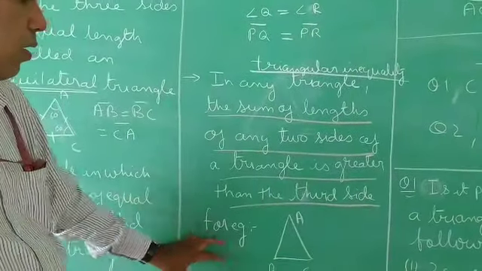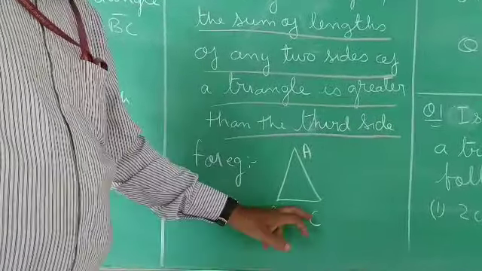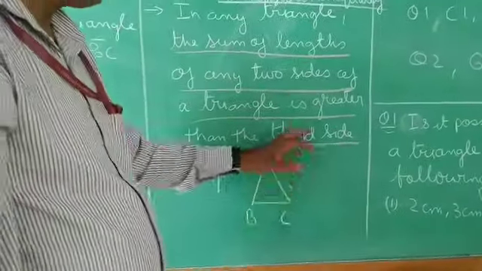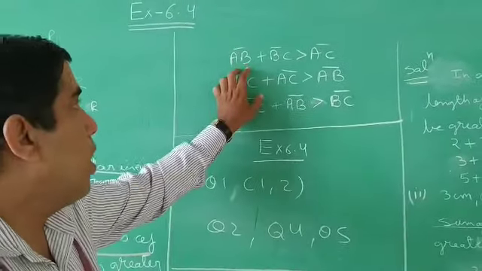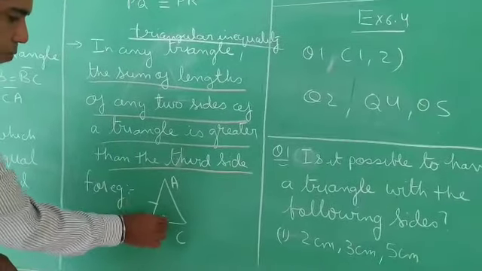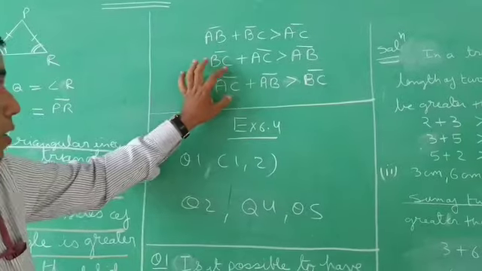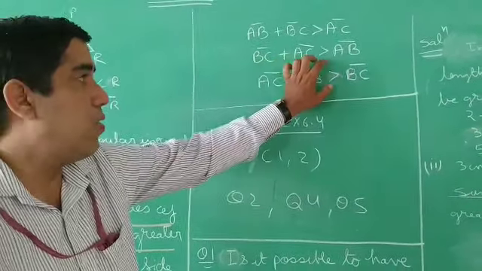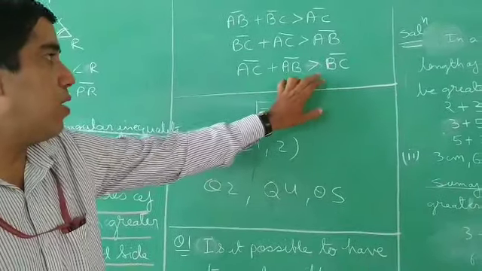So you can see here in this triangle ABC, what does this result say? I have taken triangle ABC, and this result says the sum of any two sides. So AB plus BC, I have taken these two sides. AB plus BC will be greater than AC. Next, BC plus AC is greater than AB. AC plus AB is greater than BC.